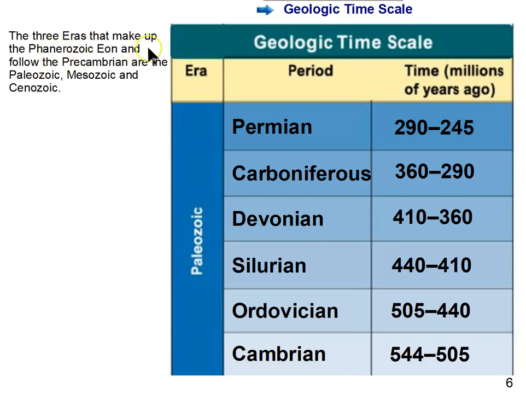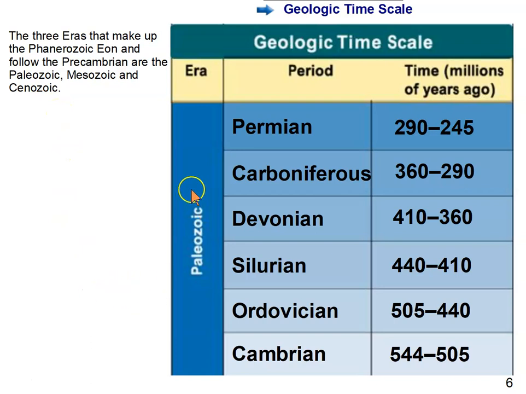So the three eras that make up the Phanerozoic eon, because remember the Paleozoic here is the beginning of the Phanerozoic eon. So the Phanerozoic eon is divided up into three eras. That's the Paleozoic, which we see here, the Mesozoic, which you probably are familiar with because that's when the dinosaurs were around, and the Cenozoic, which is ongoing right now.